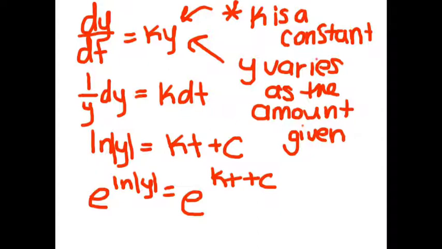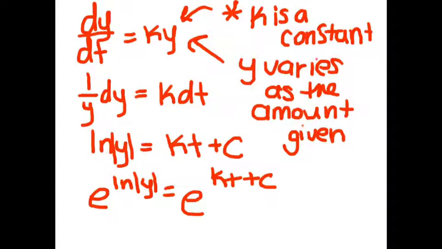From here, you take the antiderivative of both sides, where the antiderivative of dy over y is the ln of y, and k dt, where k stays the same since it's a constant, and the antiderivative of dt is t. You add C for another constant, because that's what you do when you take the antiderivative of an equation.